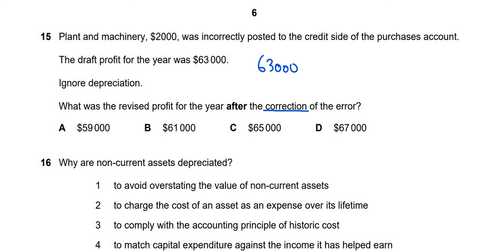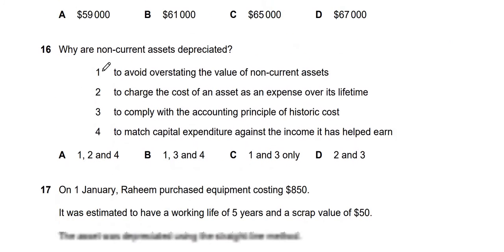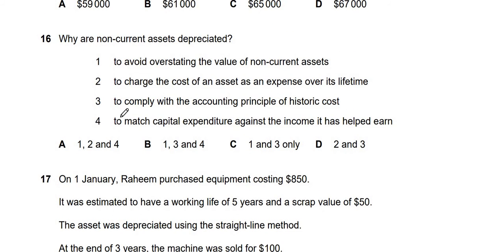Alright, and we will subtract 2000 because draft profit less overstated profit. Why? Because plant and machinery was incorrectly posted to the credit side of the purchases amount. So we need to subtract this. So your revised profit would be 61,000.